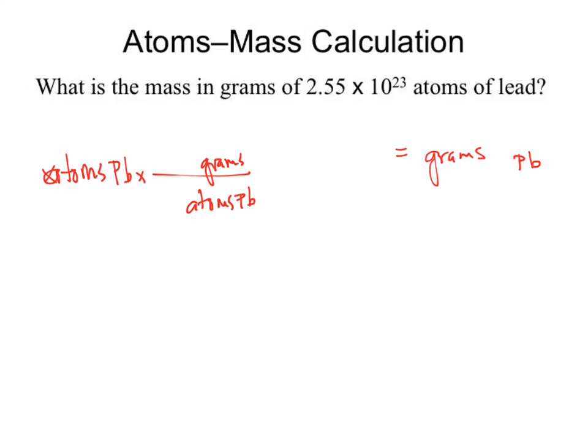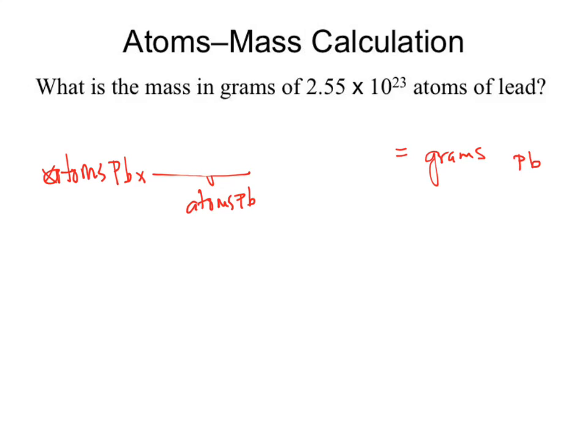Do we have a way to relate grams and atoms? No. What's that? 1 AMU equals 1 gram. Do we have AMUs? No, we have atoms. So you got to be careful and be very specific on what your units are showing. We don't have that relationship.